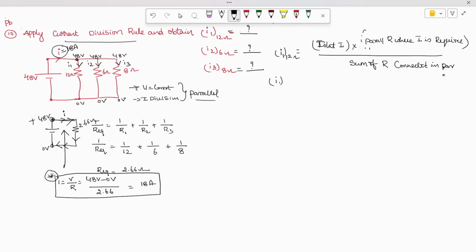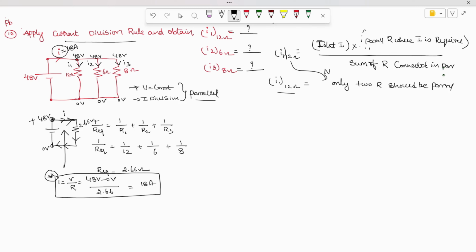Now as per this I'm going to calculate I1. I1 is nothing but the current across which resistor? The 12 ohm resistor. How to calculate I1 is very important. We are going to reduce the circuit. In order to apply this current division rule, we need to have only two resistors in parallel.